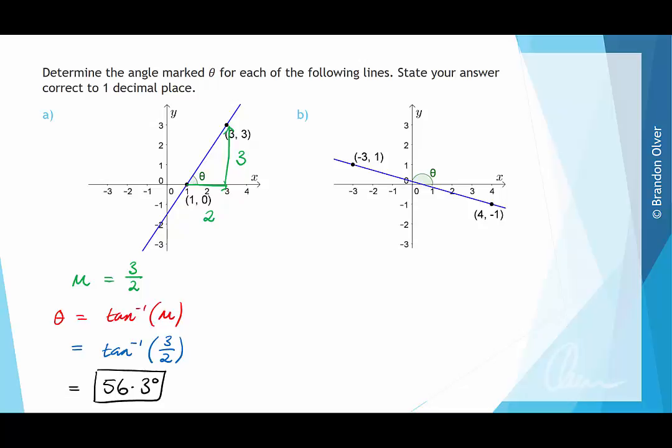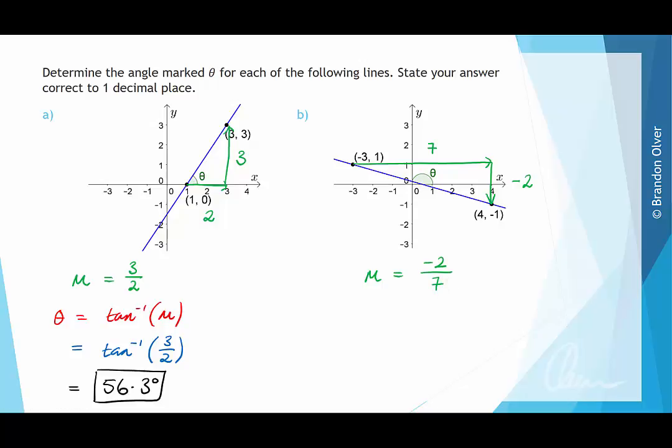For part B, if we run from negative 3 to 4 horizontally, or in the direction of the x-axis, we can see that we go 7 units in this direction. And instead of rising this time, we fall. So we fall 2 units, so I'll put that in as negative 2. So our gradient for this graph is going to be negative 2, the fall, over 7, which was our run.